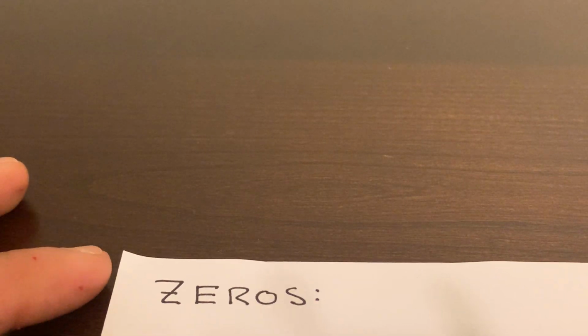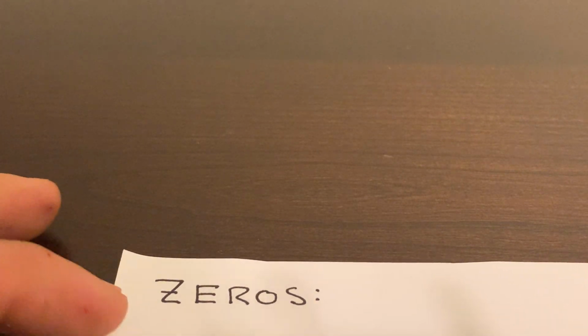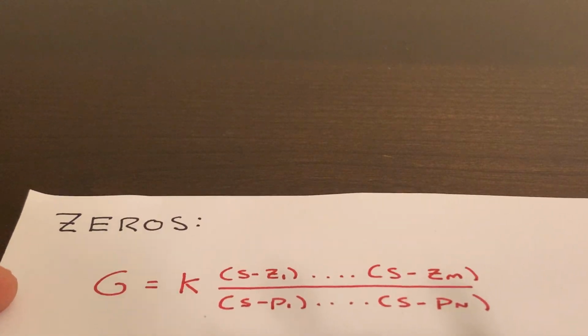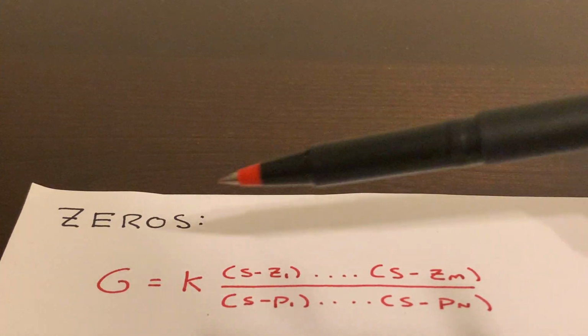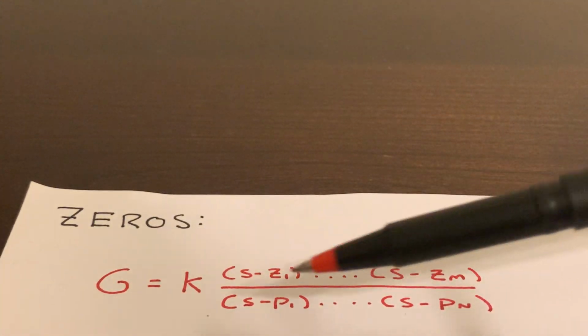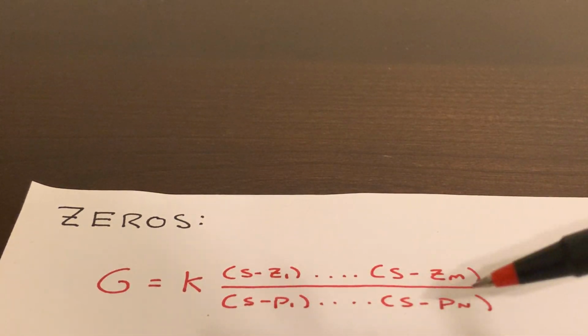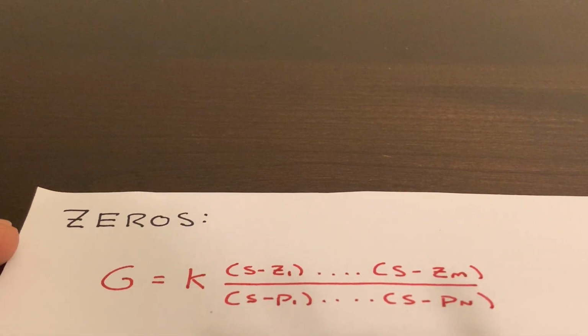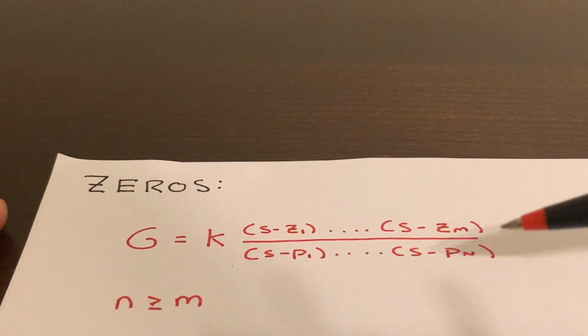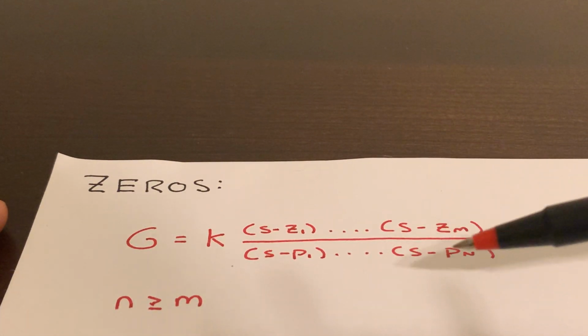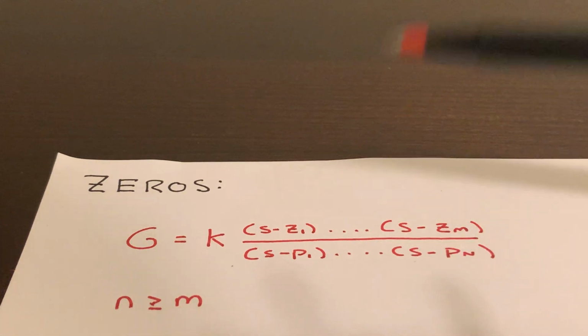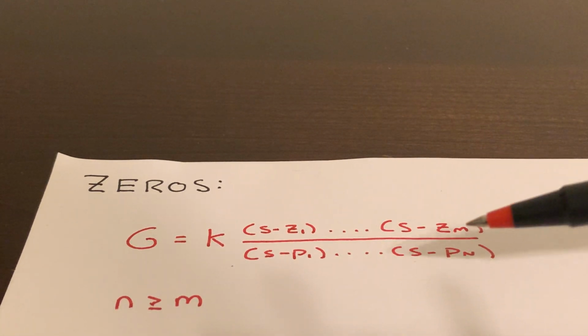We are live. So today I'm going to talk about zeros. Imagine we have a transfer function, G equals K, times a factored numerator polynomial and a factored denominator polynomial, where the z's are our zeros, the p's are our poles, and as before, here we have n poles and m zeros.